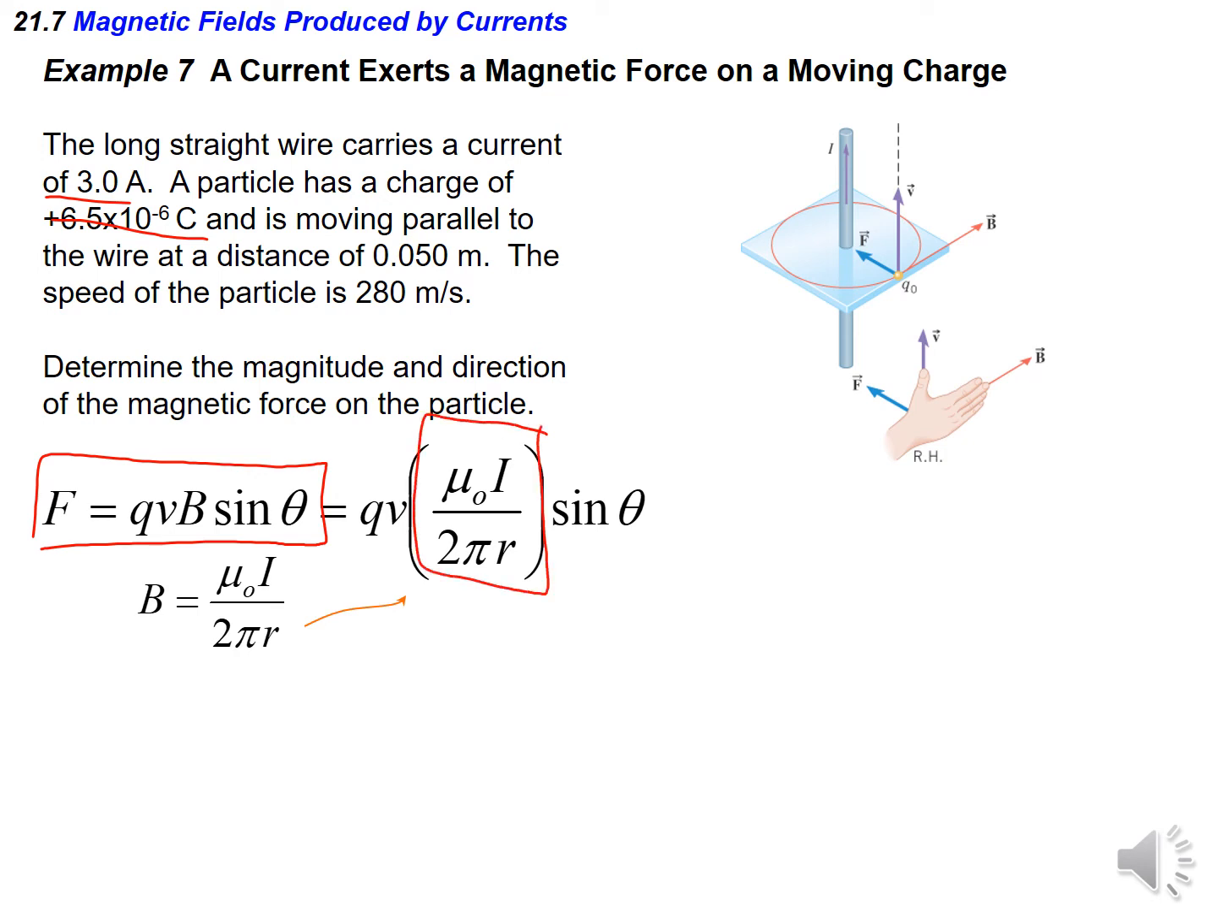So that's equal to mu naught multiplied by I divided by 2 pi r. So we're going to use this formula for the magnetic field. So let's compute for the magnitude and direction of the magnetic force.